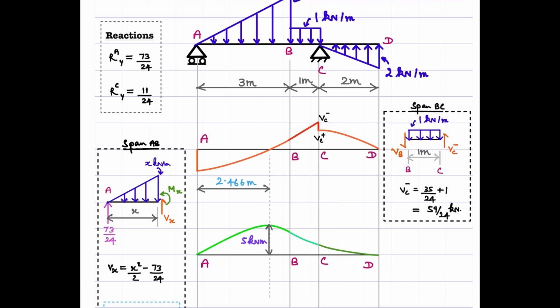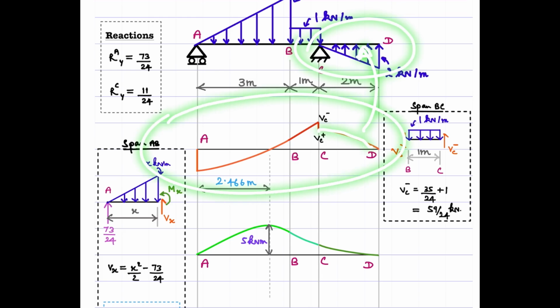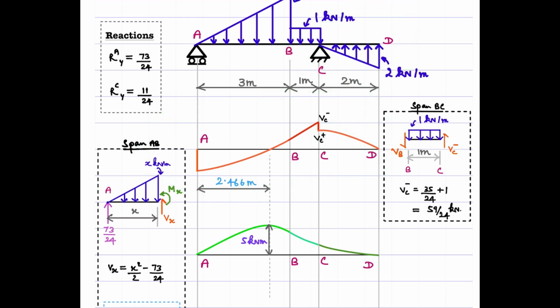what is the next step? We need to determine the pattern for this portion CD. So this is how it has to be. Only then you can relate to the corresponding variation in the loading diagram. Okay, that completes the shear force diagram. Then let's move on to the bending moment diagram.